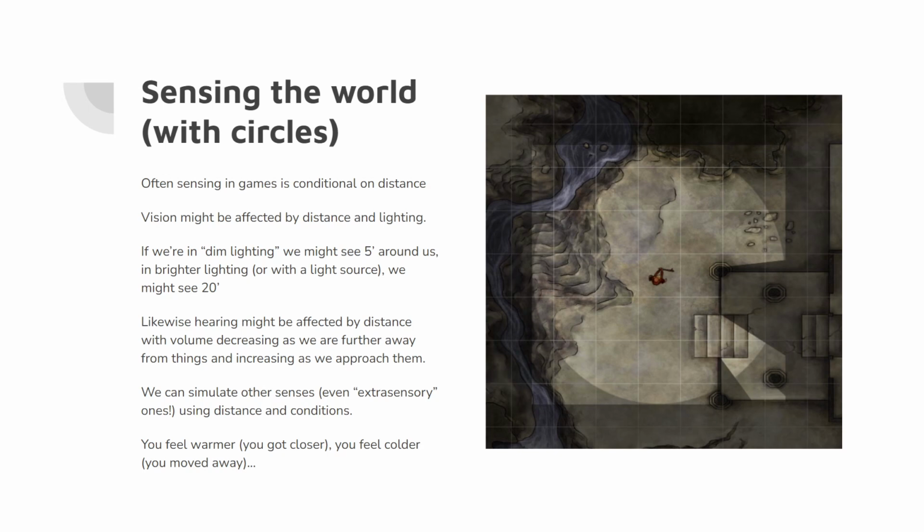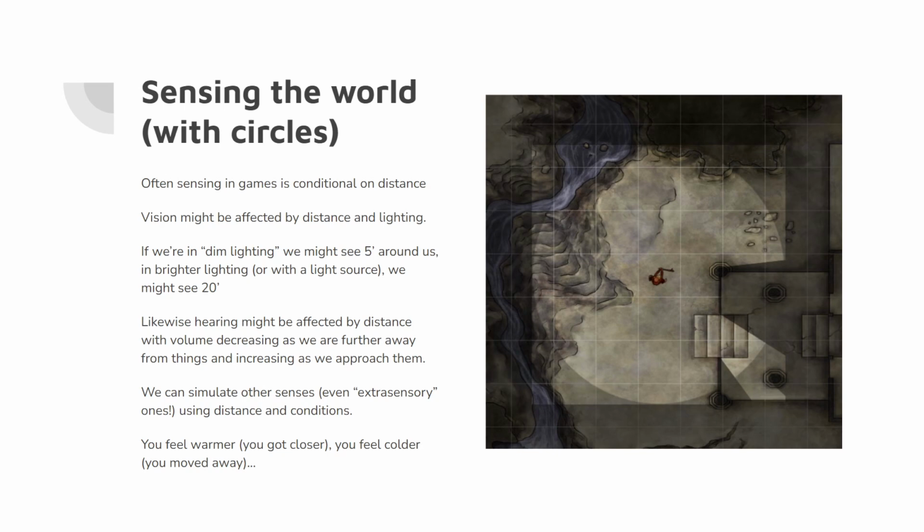So vision might be affected by distance and lighting, for example. Under dim lighting conditions, we might see 5 feet around us. In brighter lighting, while we're holding a light source, we might see 20 feet around us. So in your game, you might say, while the candle is lit, I can see 10 feet away. While the candle's not lit, I can only see 5 feet away. So if you get within a certain distance, close enough to the monster without getting too close to the monster, you can sense them, right?